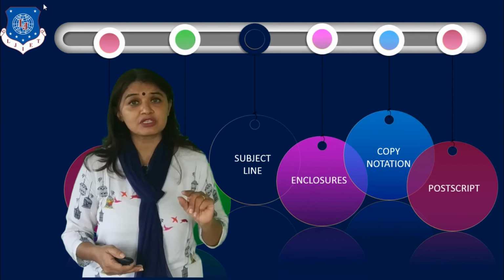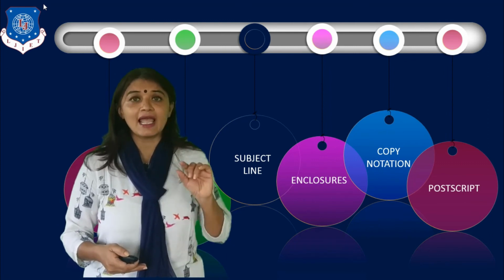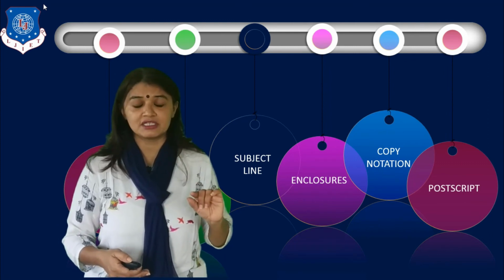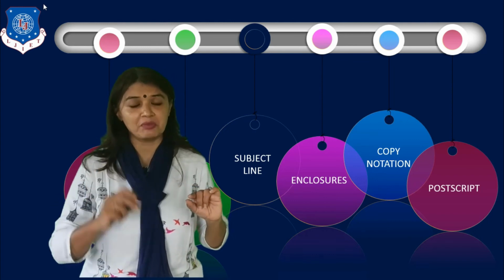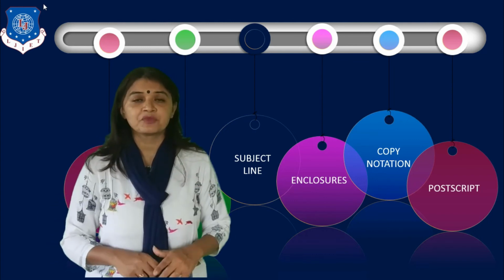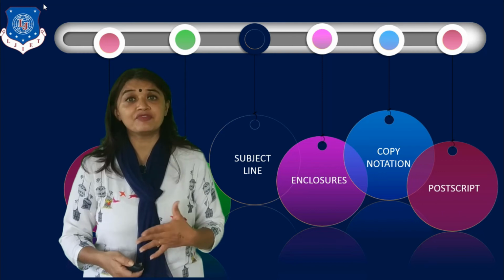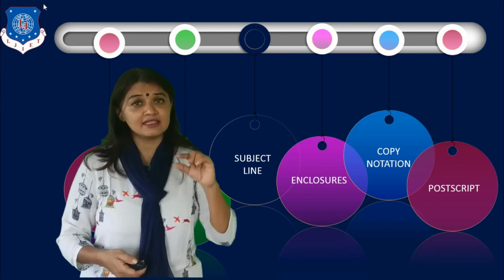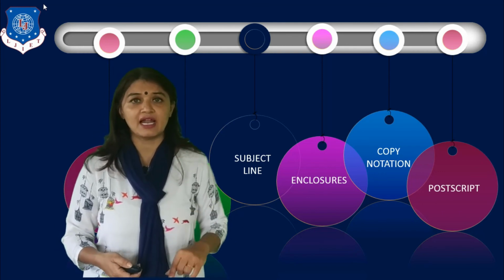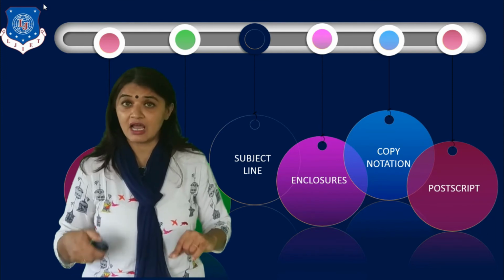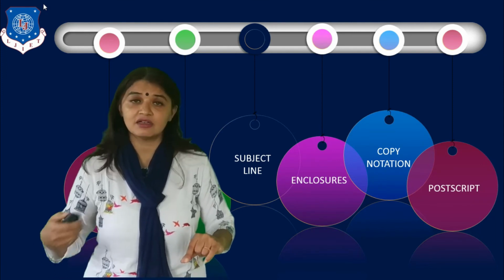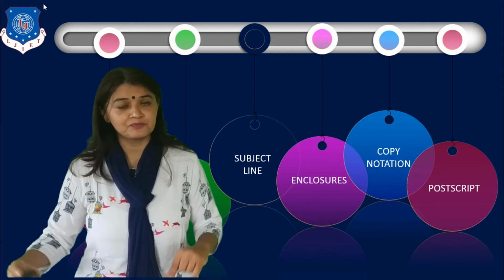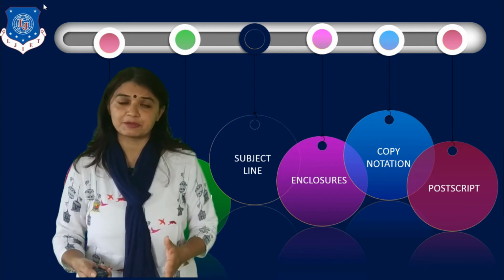So the postscript is at the end of the letter, and PS in short form is written, and the line that you want to remind is written there. So for example, if there is a sales letter, then at the end of the letter it may be written, please remember that the last date for the discount is 31st of October 2020. So this is called a postscript.